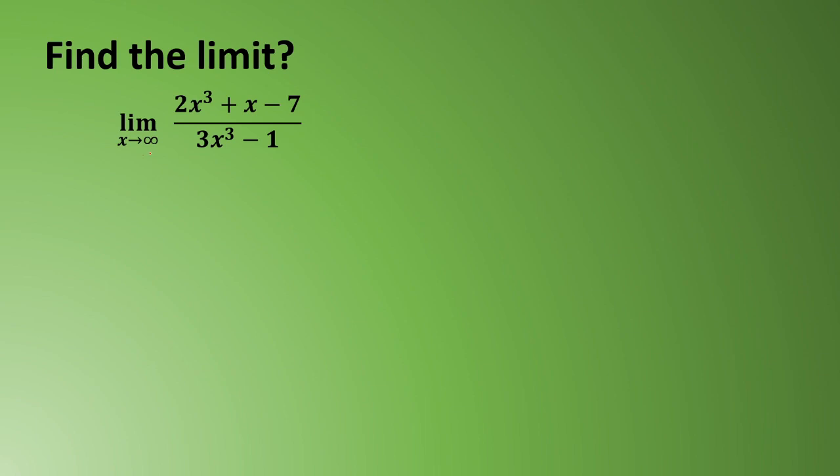Okay, for this case, again, this is also a limit at infinity. Let us just compare the highest degree of the numerator and the denominator. So this would be 3 and the denominator would be 3. Since the degree of the numerator is equal to the degree of the denominator, we just need to get the leading coefficients. So that would be 2 over 3.